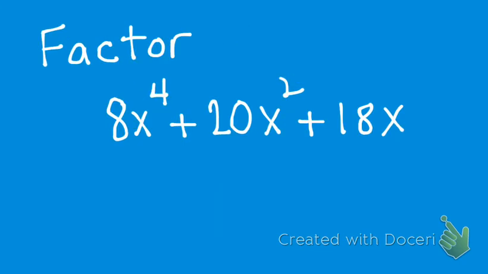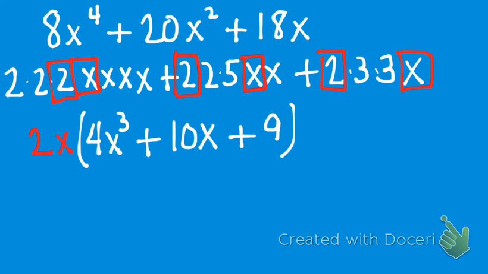Factor 8x to the fourth plus 20x squared plus 18x by yourself. You'll notice all 3 terms have a 2 and an x as a common factor, so that's the greatest common factor, which we'll put outside the parentheses. The remaining factors in each term give you 4x to the third plus 10x plus 9.